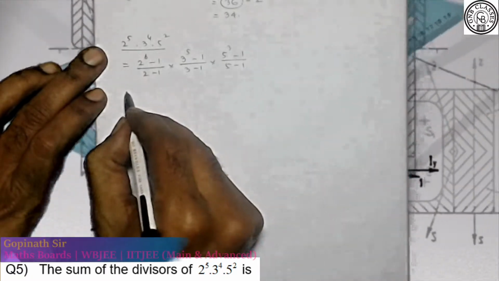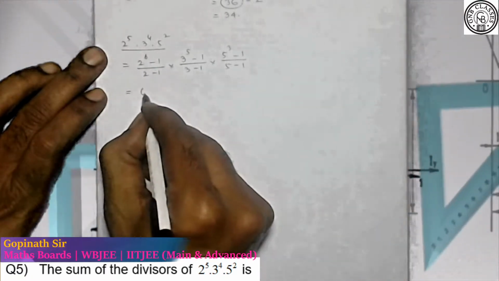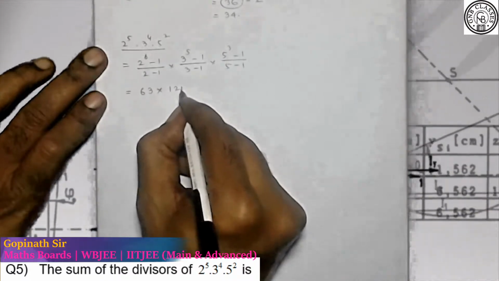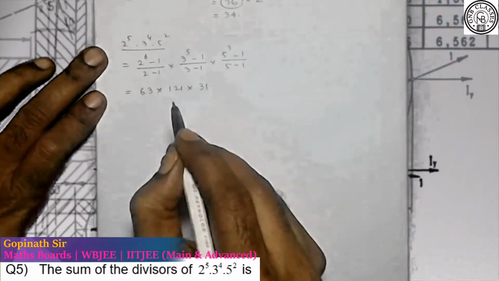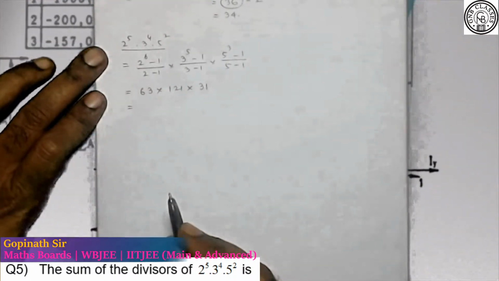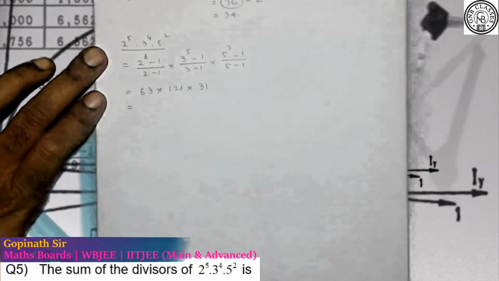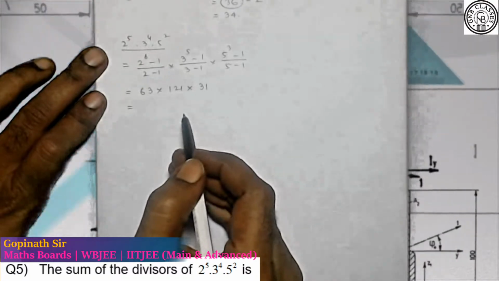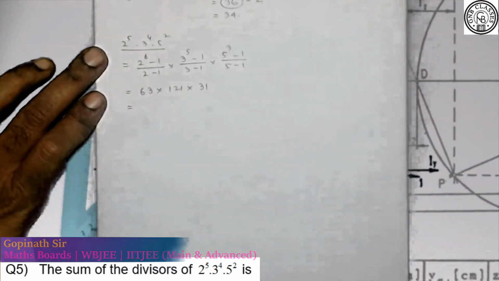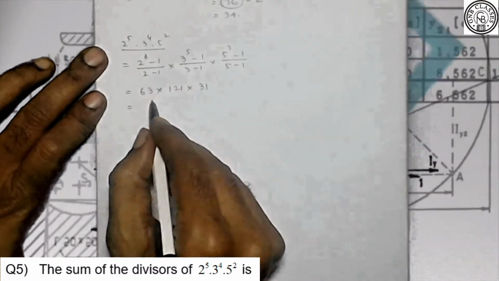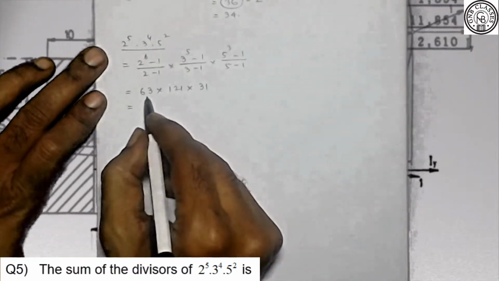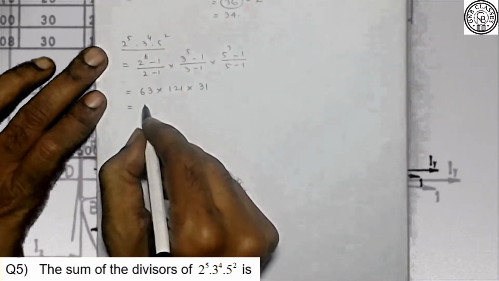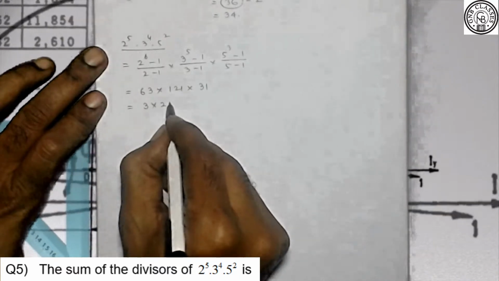Right? So let me just calculate this. What we are going to have is 63 into 121 into 31. But if you see the options, they have not given the answer as a direct multiplication of these three. They have written it as a product of primes. So let me just convert this into a product of primes. So 63 can be written as 3 into 21.